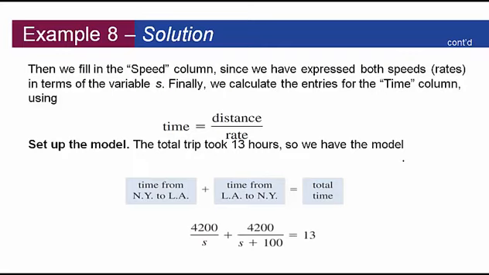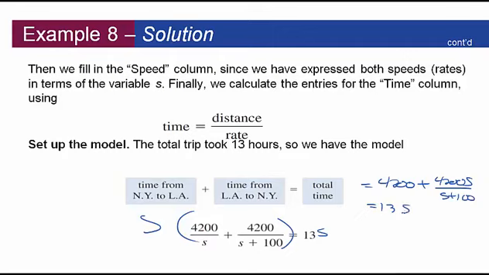But remember, the rules never change. When we have fractions, multiply by our denominators. Now, instead of thinking of a common denominator, do it in pieces. Multiply this by S and this by S. And you kill off the first fraction. You get 4200 plus 4200S over S plus 100, right, equals 13S.